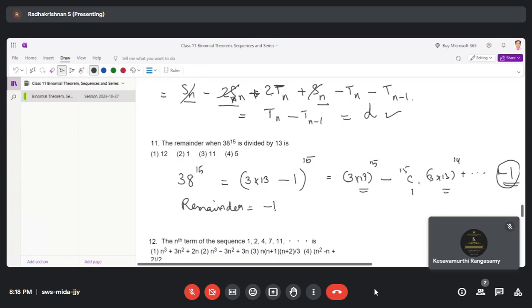But we don't write the remainder in negative numbers. So you can add 13. If you get it negative, you should add that 13 once again. So that becomes 12. So 12 is your remainder.